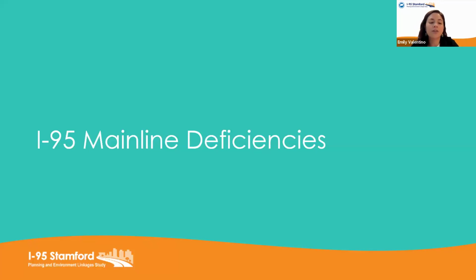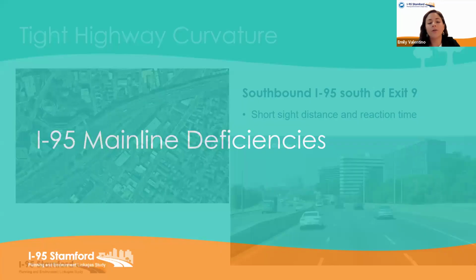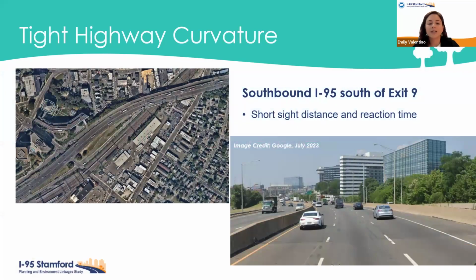So I'll start with the physical deficiencies, so how the highway was built. In some cases, we have tight highway curvature. So you'll see the aerial view on the left. There is a curve on the highway. And you can see the point of view from the driver on the right-hand side is slightly limited. So it would cause a driver to slow down and enable the driver to have enough reaction time to slow down in case there was congestion ahead or an incident ahead.